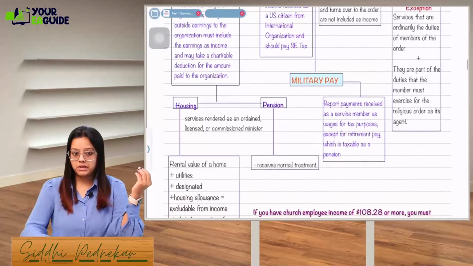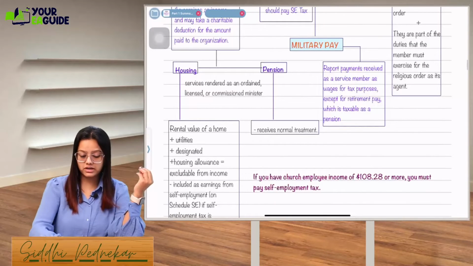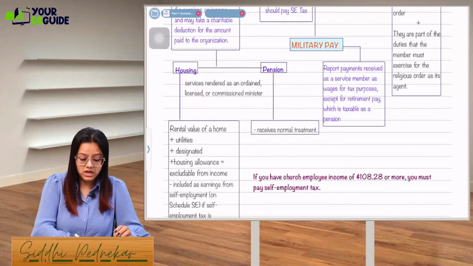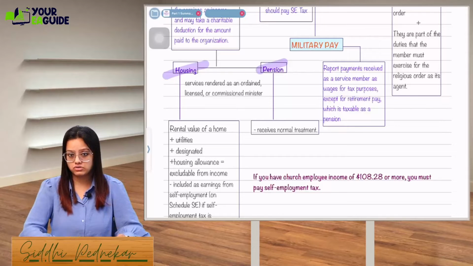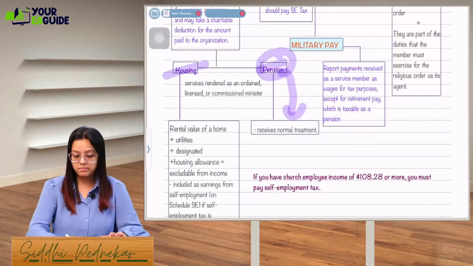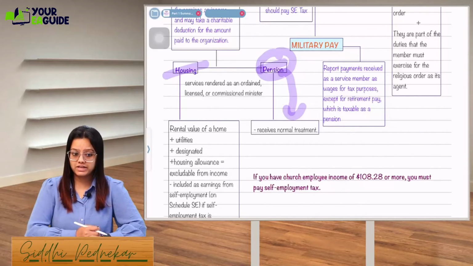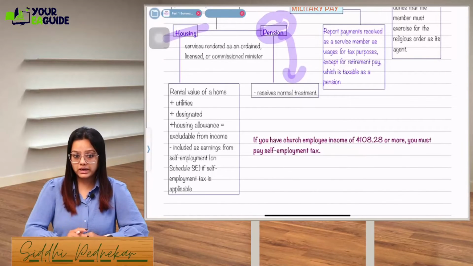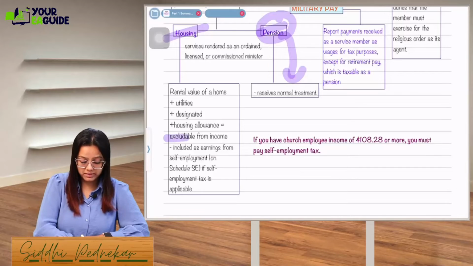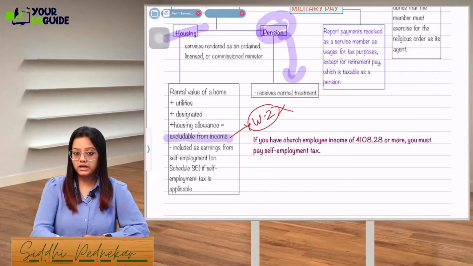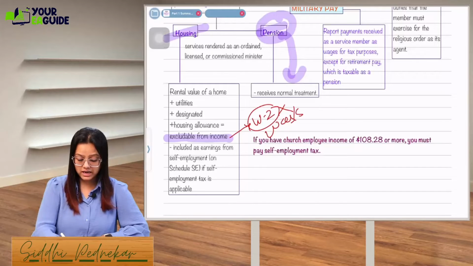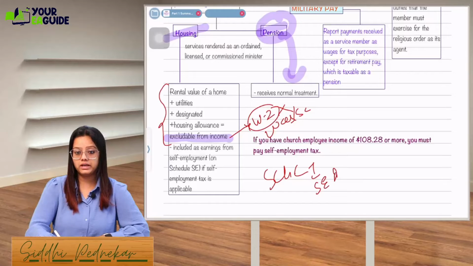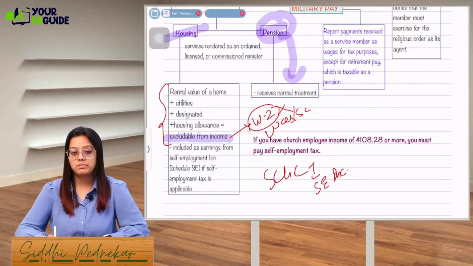Now sometimes there are ministers who are called ordained ministers. They receive housing and pension facilities also. The pension will be treated as a regular pension, but in case of housing facilities, if they receive housing like a rental home, utilities, or a designated housing allowance, all of it will be excluded from the income. That means all this will not be included in their W2, right? It will not be included as wages or salaries, but all of it will be included on Schedule C as self-employed income, and self-employment taxes will be applicable on this.